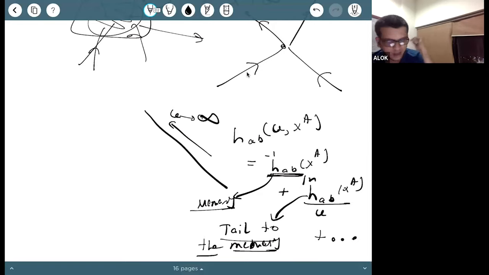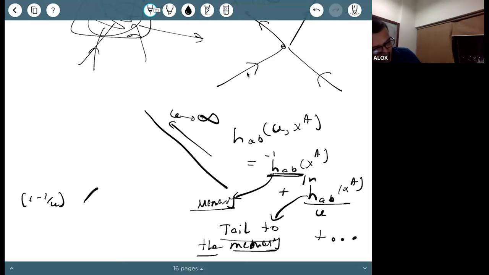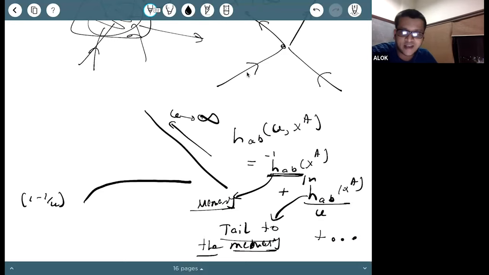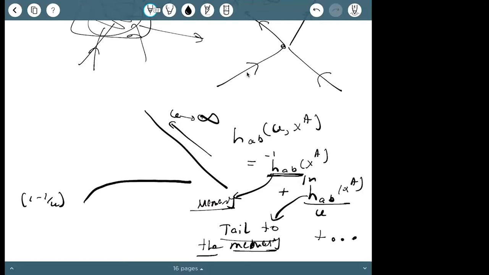I think you are right. If you look at the tail, it decays as 1 minus 1 by u at large u. So basically you have the waveform which will go like that. And if you wait for a few cycles, then you can recover the memory in practice, with small errors. Okay, thank you.